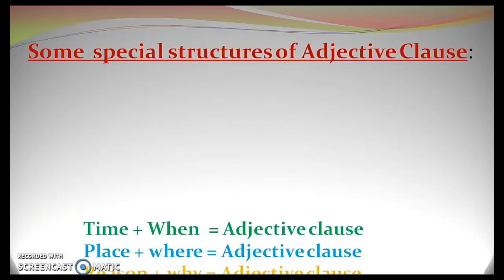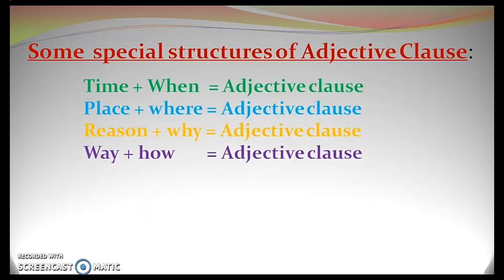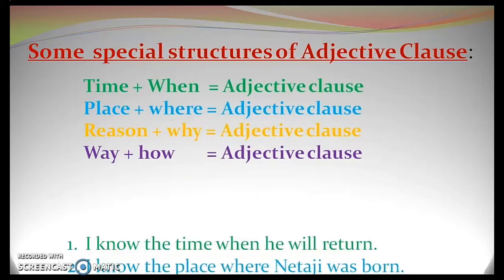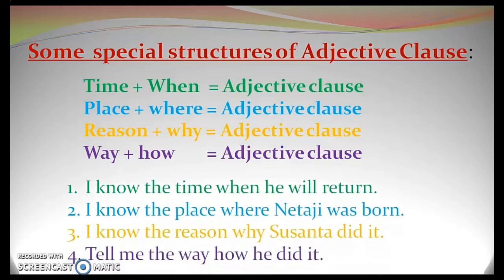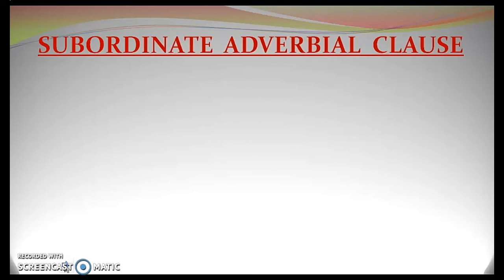Some special structures of adjective clause. Time plus when equals adjective clause. Place plus where equals adjective clause. Reason plus why equals adjective clause. Way plus how equals adjective clause. I know the time when he will return. I know the place where Netaji was born. I know the reason why Sushanto did it. Tell me the way how he did it.